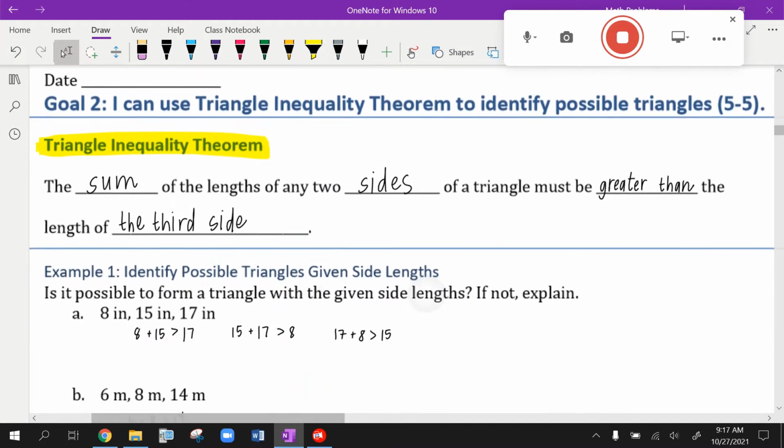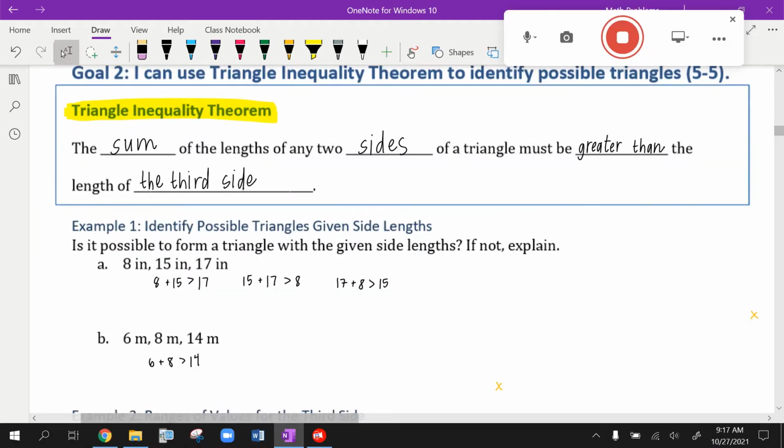So let me show you an example. It says, is it possible to form a triangle with the given side lengths? If not, explain. So we're going to pair up any two sides. So for example, we're going to take 8 and 15, add them up, and see, is it greater than 17? Is 8 plus 15 greater than 17? Yes, this is true.